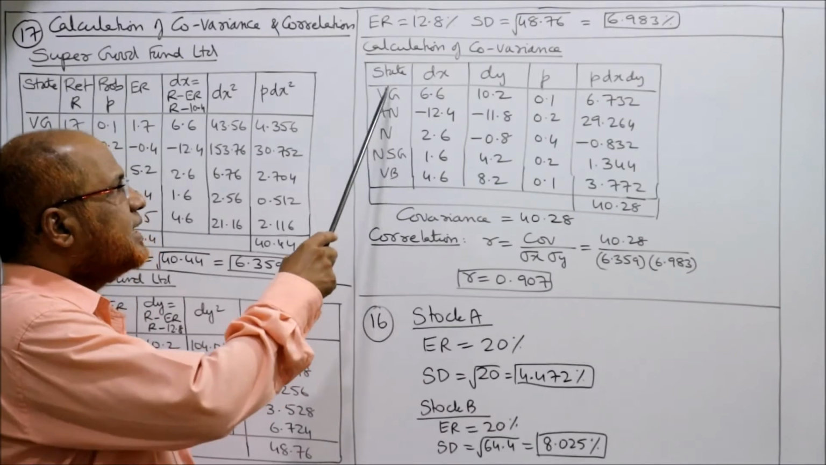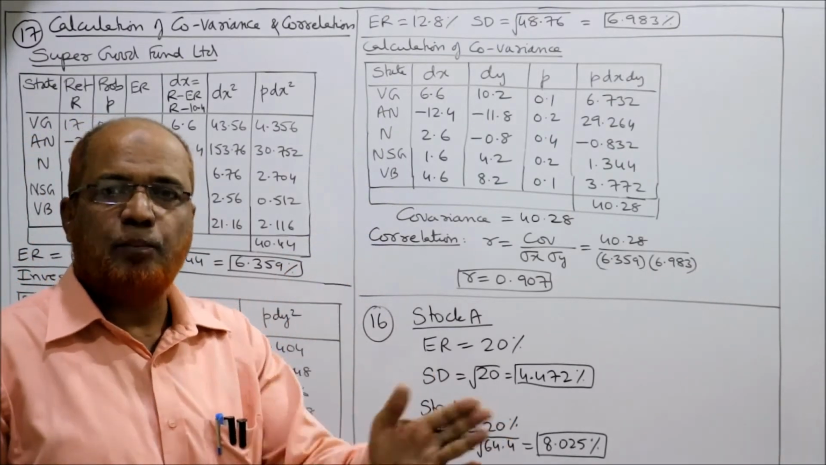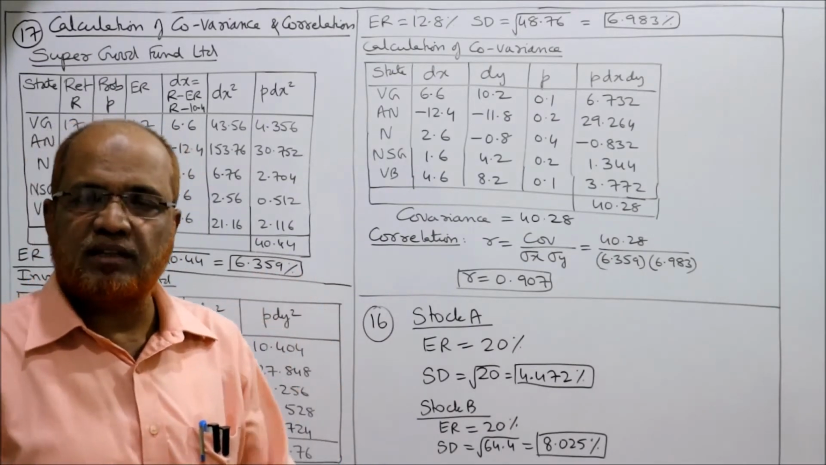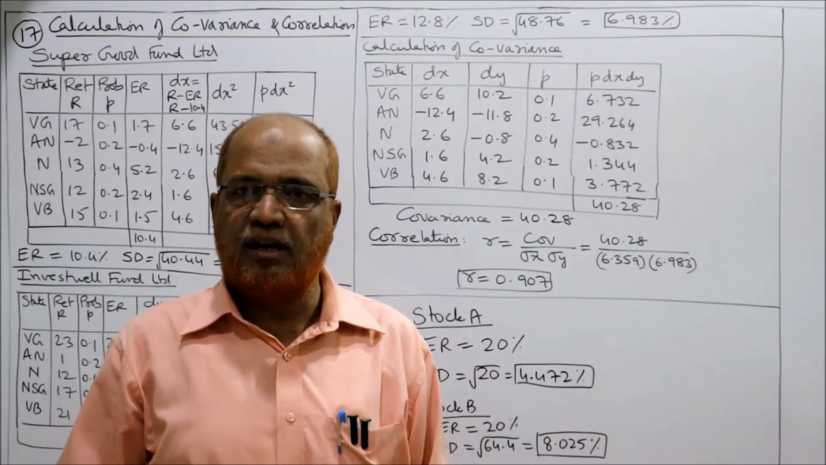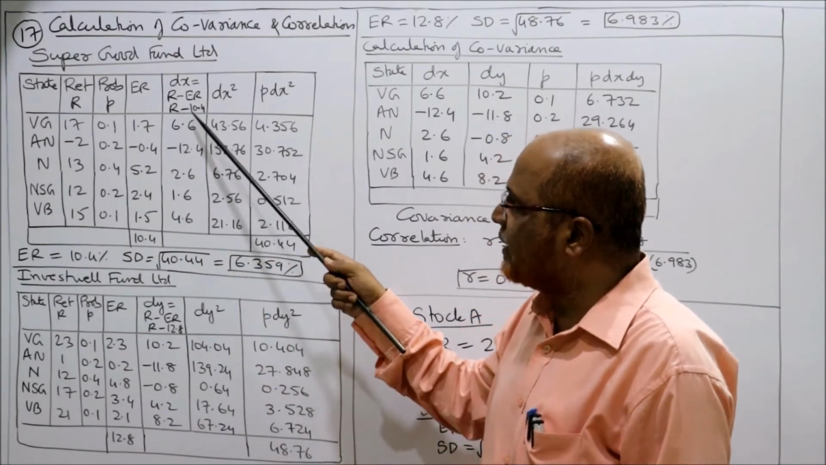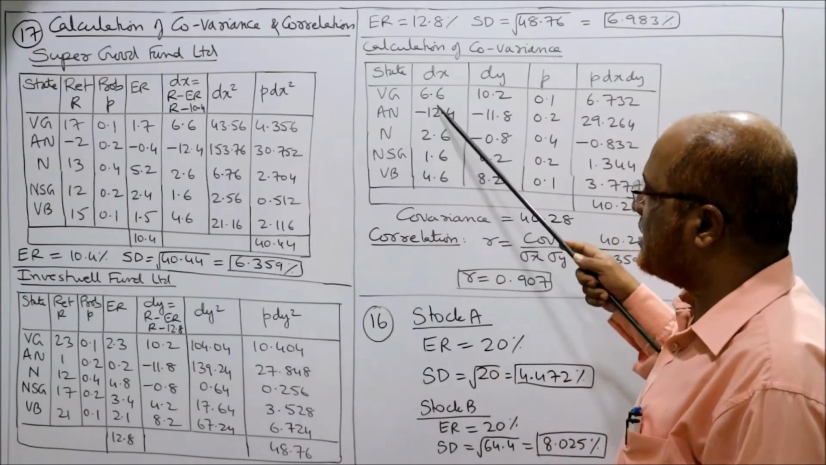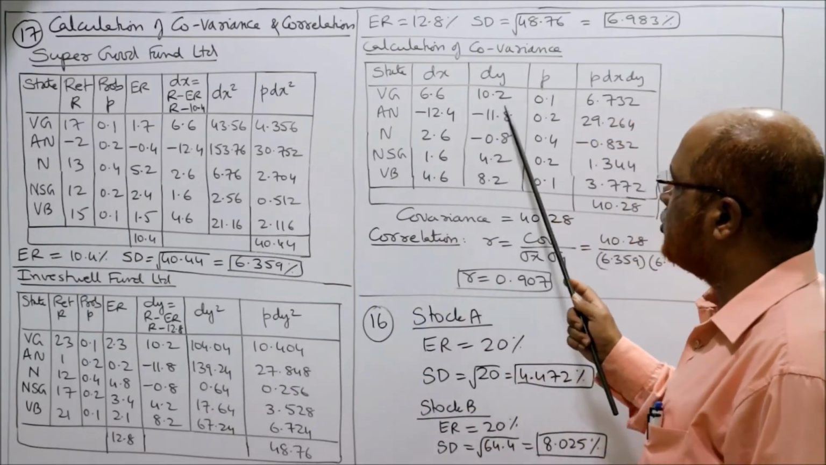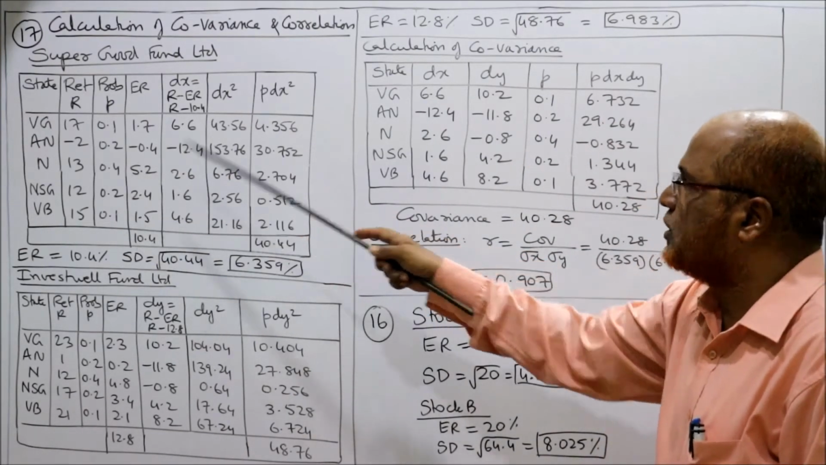To find covariance, we take the state of economy, then the dx, dy and probability. If you multiply these three, you get the covariance. What are the three things? dx, dy and probability. dx are the deviations of the first company. Here are the dx values: 6.6, minus 12.4, 2.6, 1.6, 4.6. Same I have put. Then dy: 10.2, minus 11.8, minus 0.8. Probabilities are given: 0.1, 0.2, 0.4.